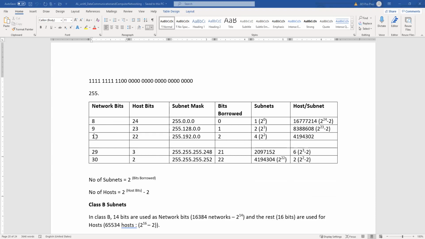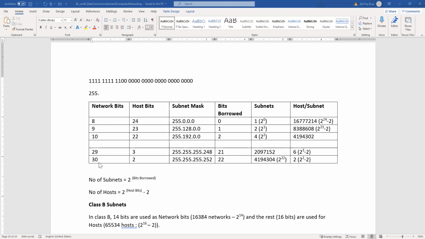We discussed at the start that you can have 16 million. When you borrow one bit, you have 2 times 8 million. So the number of devices is still the same, but this time you have two subnets with 8 million each, simple like that. Then if we borrow 2 bits, there are 4 subnets and each has 4 million. Likewise, you can go up to 30.